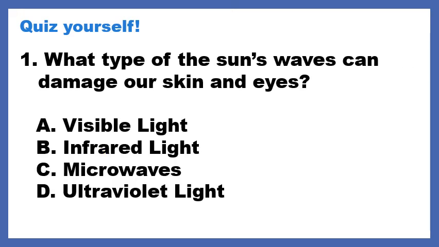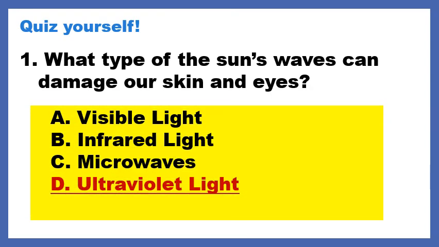All right, last question of the day. What type of the sun's waves can damage our skin and eyes? Is it A, visible light? B, infrared light? C, microwaves? Is it D, ultraviolet light? Is there anything that you can knock off right off the bat? Think about it. Anything I didn't really talk about for sun? All right, give you 5 seconds. 5, 4, 3, 2, 1.